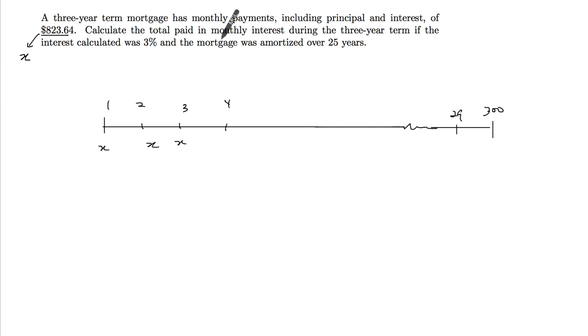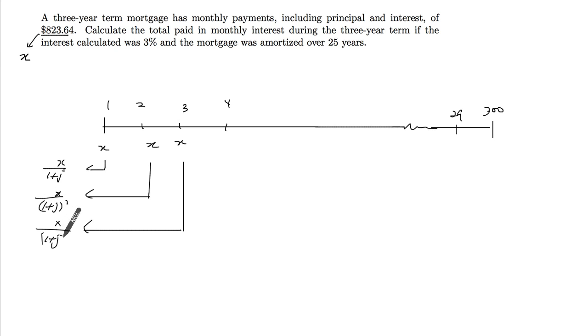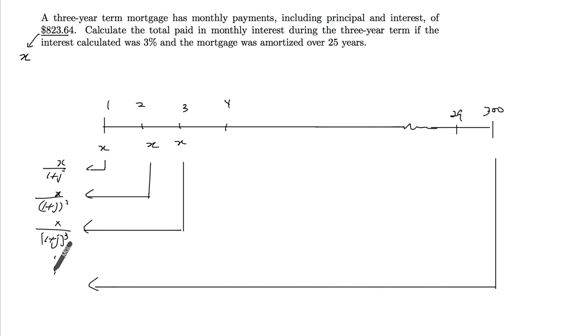So calculate the total paid in monthly interest. What we need to do is get the present value of all of these payments, because the present value is how much principal we actually borrowed, right? So we need X times 1 over (1 plus j), where j is the monthly interest rate, plus 1 over (1 plus j) squared, 1 over (1 plus j) to the power of 3, and so on, all the way to the last one, X over (1 plus j) to the power of 300.